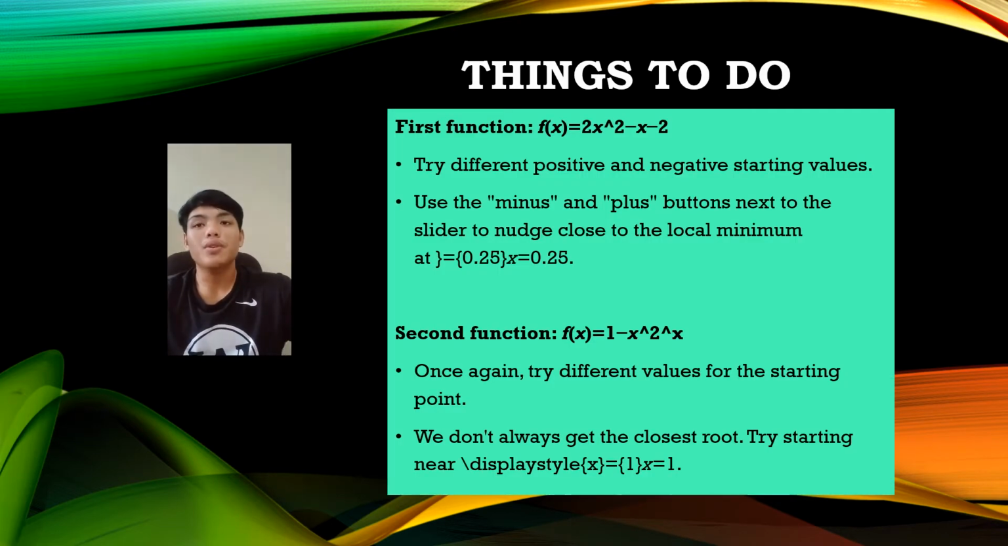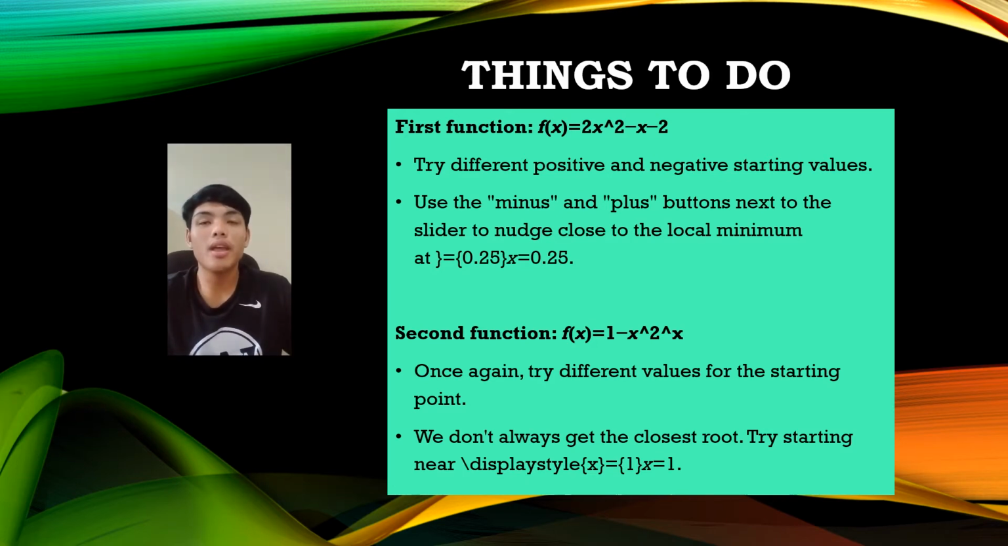The things to do. First function: f(x) equals 2x squared minus x minus 2. Try different positive and negative starting values and use the minus and plus buttons next to the slider to nudge close to the local minimum at x equals 0.25.